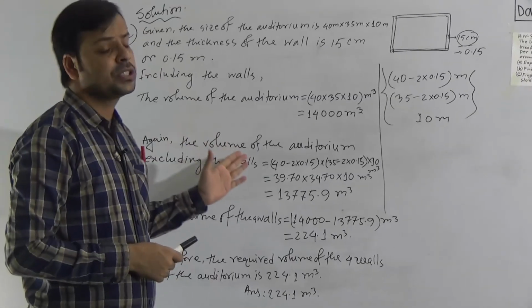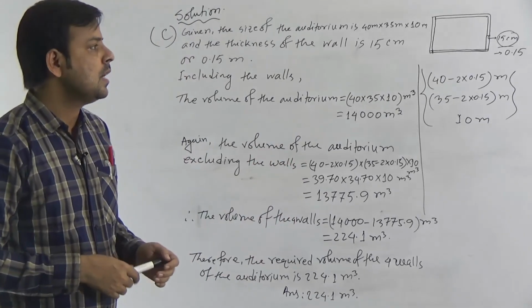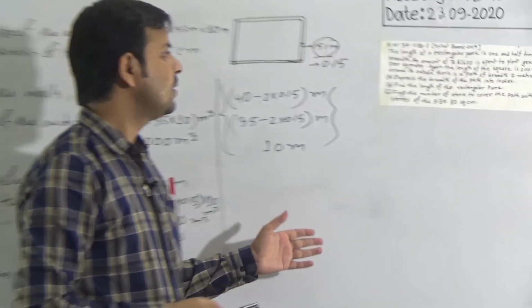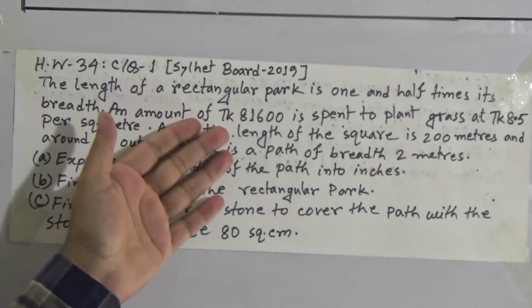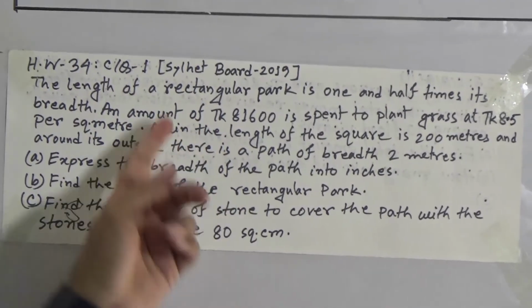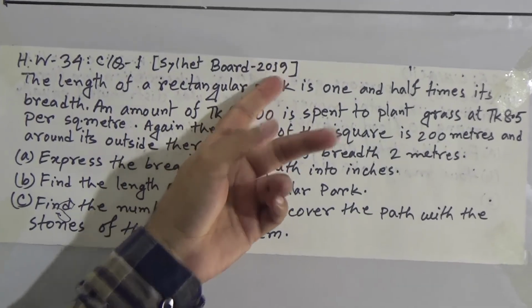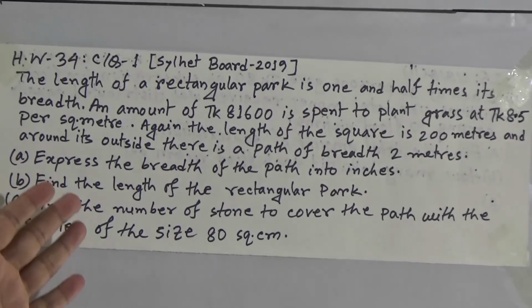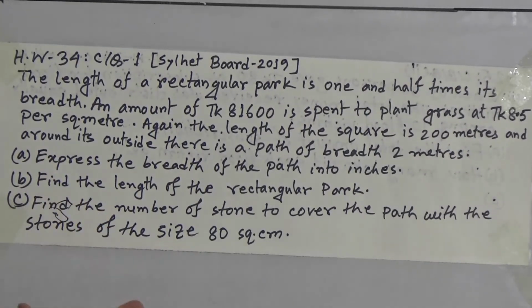I hope you have understood how to solve this type of question, and a creative question is given for your homework. This is your homework 34, creative question 1. This question I have given from SILET board 2019. This is a board question. Solve the question. I think this type of question we have solved before in our class. I hope you can solve this question yourself and do this as your homework. Submit your homework on next Sunday.